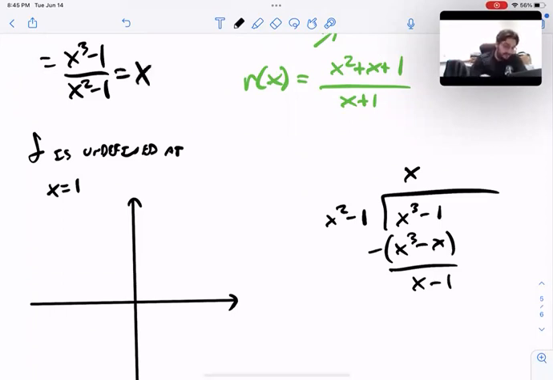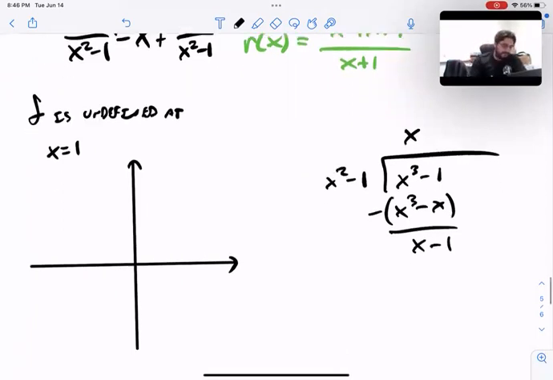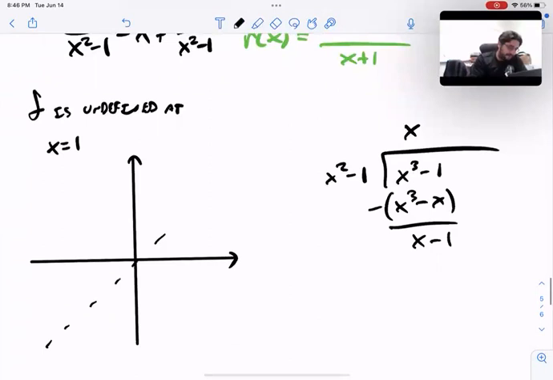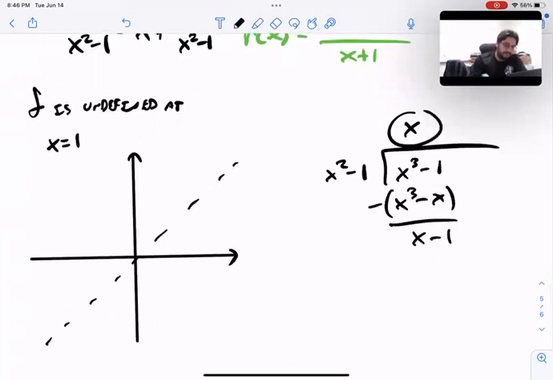So if you rewrite this function using long division, what do you have? You have x as the quotient, and then you have x minus 1 over x squared minus 1. But that part goes to 0 as x gets large, right? So here's your slant asymptote. Your asymptote in general is the quotient, whether or not it's a slant asymptote, right? So y equals x is, in this case, the slant asymptote, right?